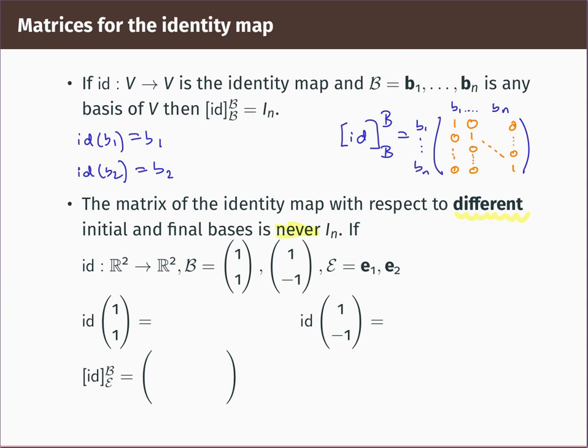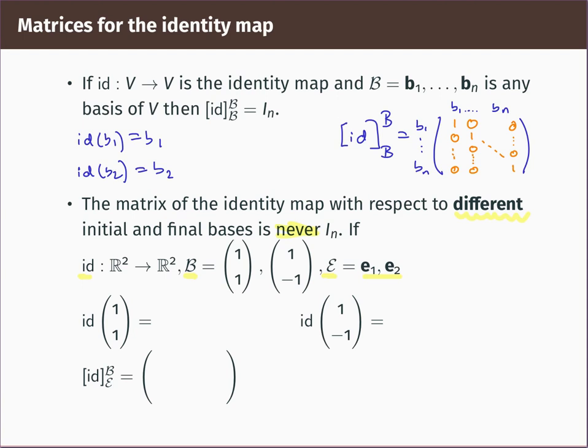So let's look at an example of working out the matrix of the identity map with respect to two different initial and final bases. So we will take the identity map on R squared. We will take our initial basis B to be the basis (1, 1), then (1, -1). We've proved several videos ago that that really is a basis of R squared. And we will take the final basis, we'll call this curly E, and this will be the standard basis. So as usual, E1 means the first standard basis vector, (1, 0), and E2 means the second standard basis vector, (0, 1).